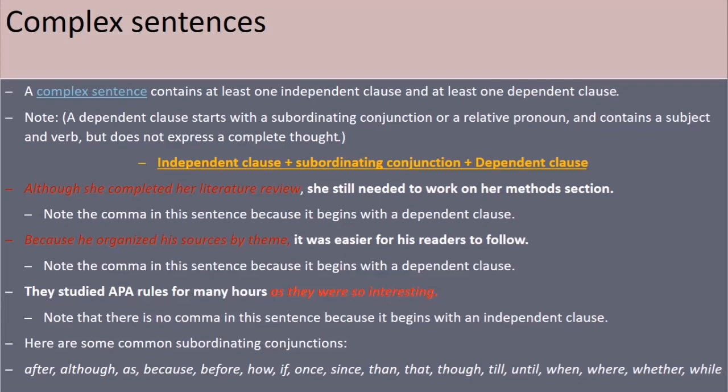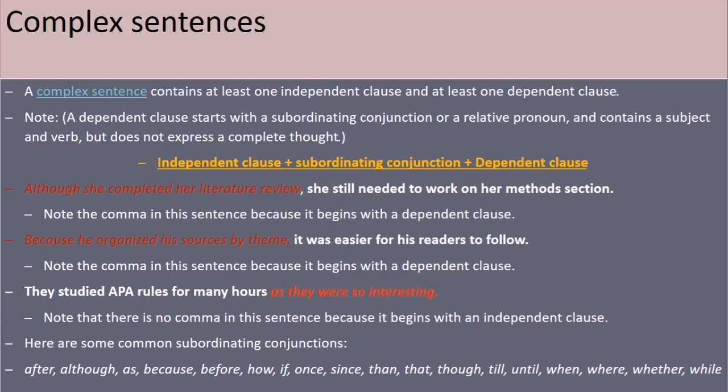Next sentence is: They studied APA rules for many hours. This is a dependent clause: as they were so interesting. Now, "as they were so interesting" is not showing the complete meaning. So look at the subordinating conjunctions. What are the subordinating conjunctions?